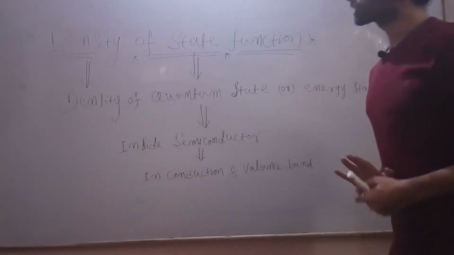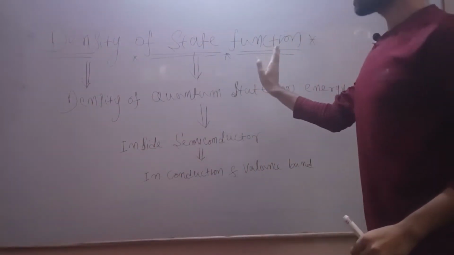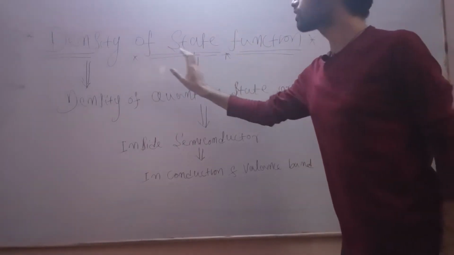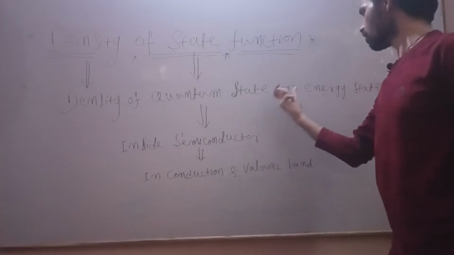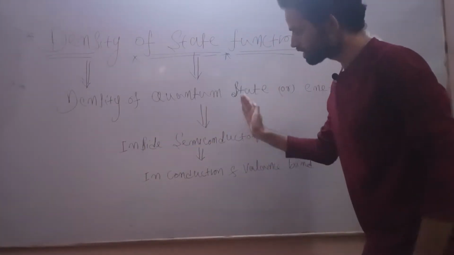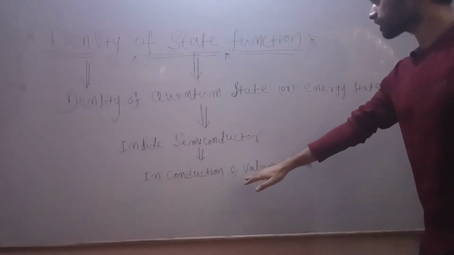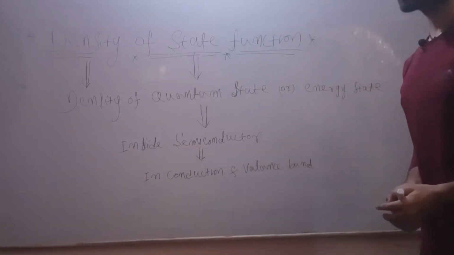Okay, so now we will see. This is the brief explanation of the density of state function: the density of quantum state or energy state inside the semiconductor, inside the conduction band and valence band. By this, what do we want to find exactly?